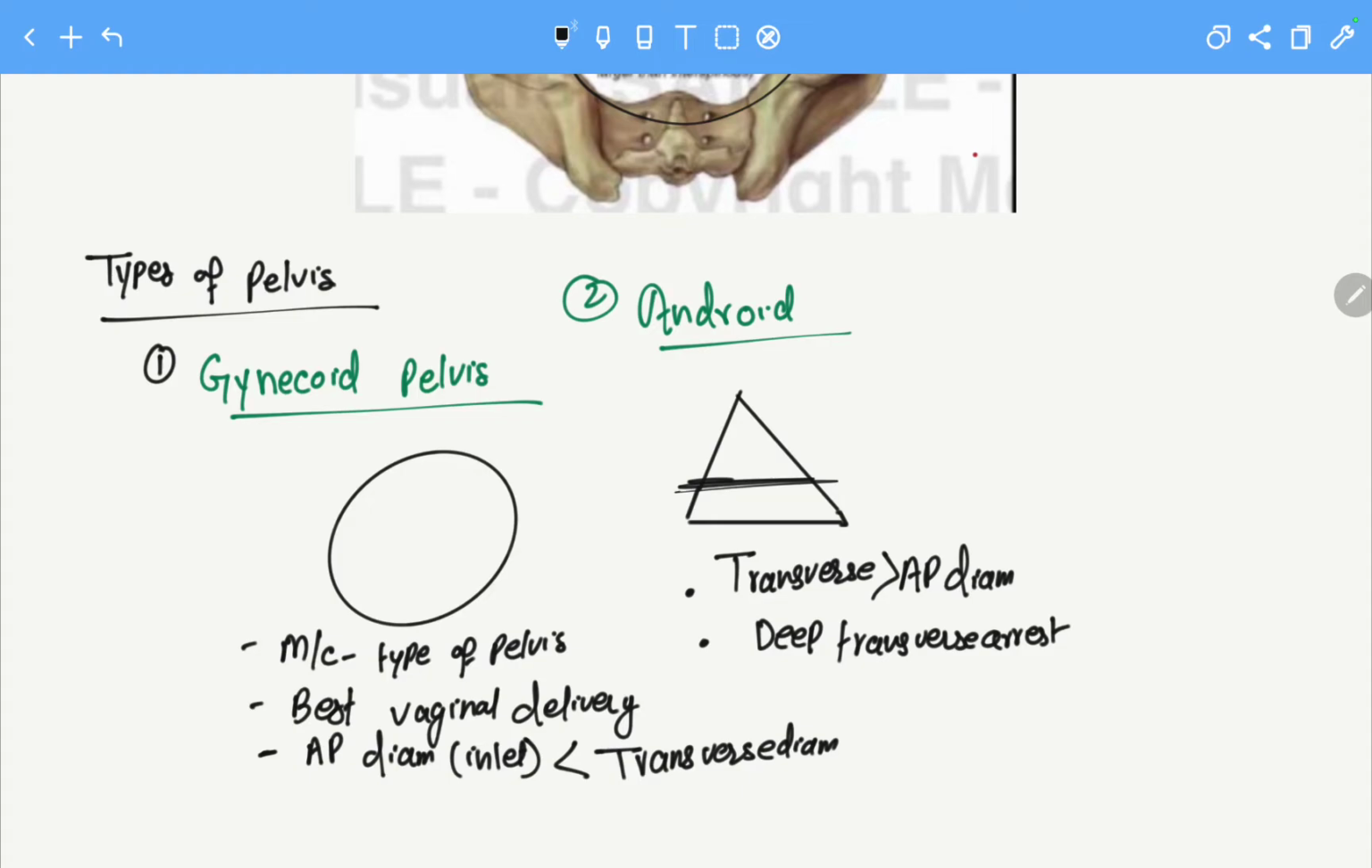The next type of pelvis is the platypelloid pelvis.